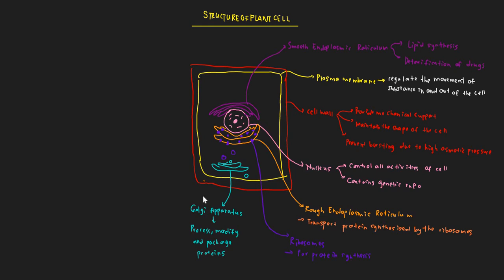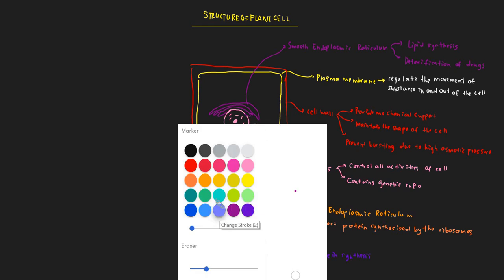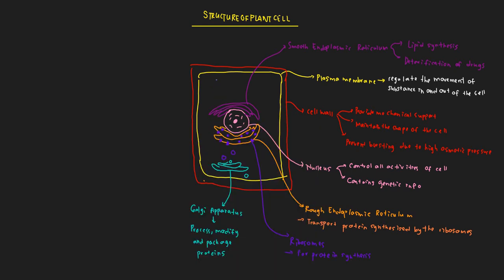So we'll use a different color for this one. We'll use this blue color. So the mitochondria looks like this.